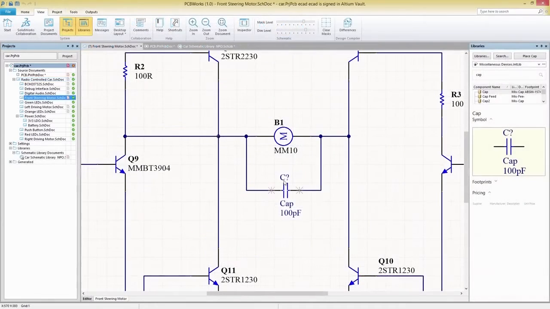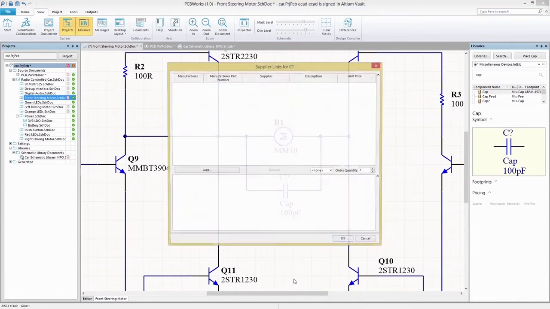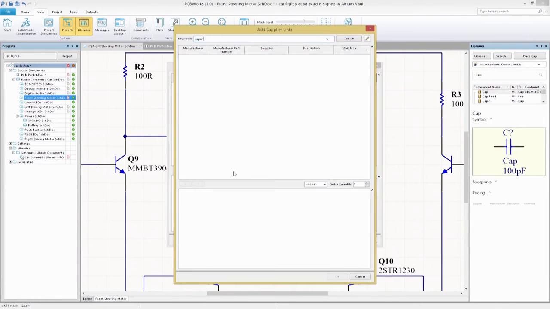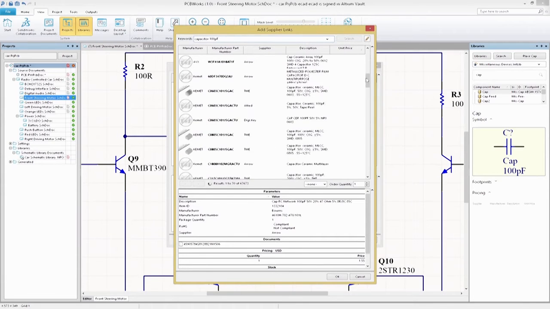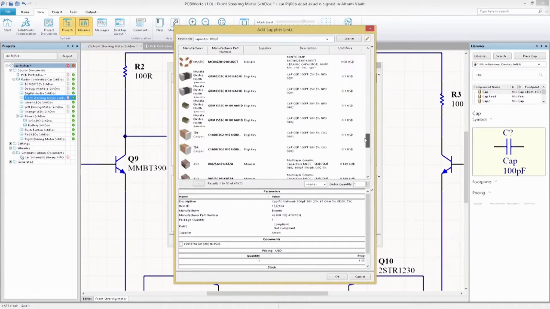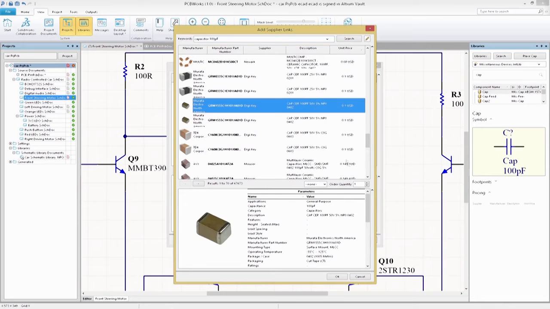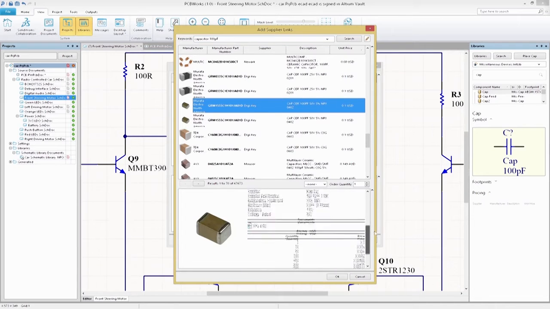Making the most informed part selections during your schematic design process is simple with real-time supplier data. Access real-time component supply chain information and pricing instantly, getting you the best possible price to meet your specific budget requirements.